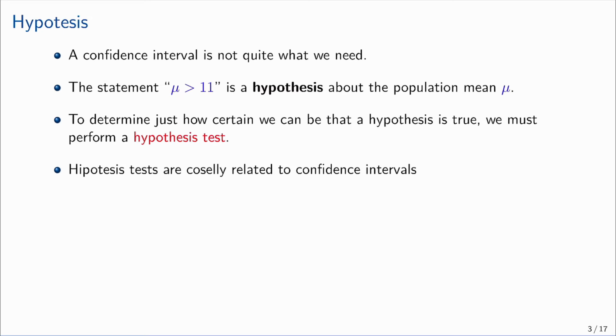Can we use a confidence interval to test that the mean is greater than 11? Well, in reality, a confidence interval is not quite what we need. The statement mu greater than 11 is the hypothesis in this case, and the hypothesis is about the population mean. Remember, we have a sample, and with the sample we want to get information about the population. To determine how certain we can be that the hypothesis is true, we must perform a hypothesis test. Although the hypothesis test is not a confidence interval study, it is very related to confidence intervals.